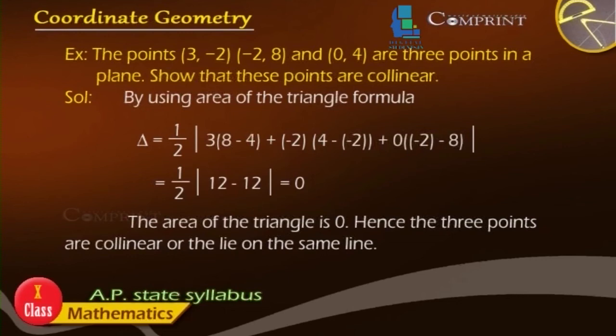Solution. By using the area of the triangle formula, area = 1/2 into [3 (8 - 4) + (-2)(4 - (-2)) + 0 (-2 - 8)] = 1/2 into (12 - 12) = 0. The area of the triangle is 0. Hence, the 3 points are collinear, or they lie on the same line.